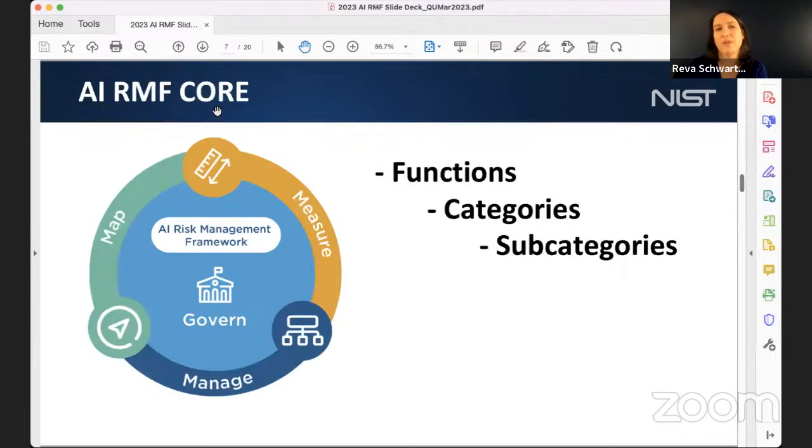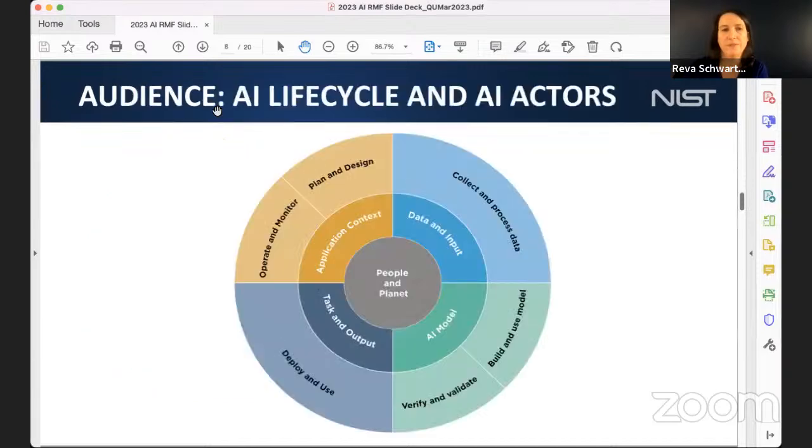So the core, if you will, of the AI risk management framework is the core. It is four functions: map, measure, manage, and govern. These are where the exercise, the outcomes that the organization should be considering and should be aspiring towards, occur. They are broken down into categories and subcategories, and I will get to those categories in just a minute.